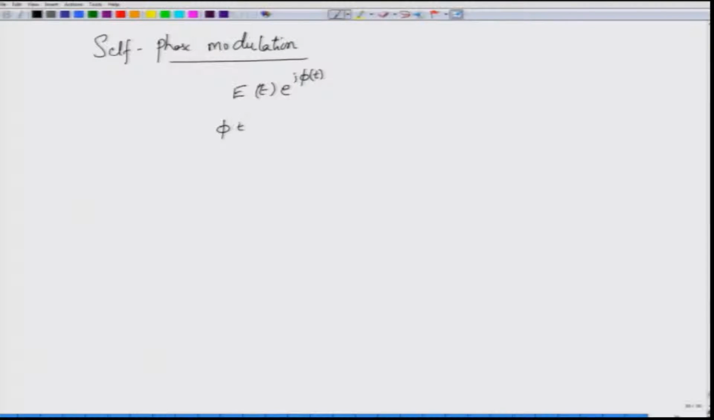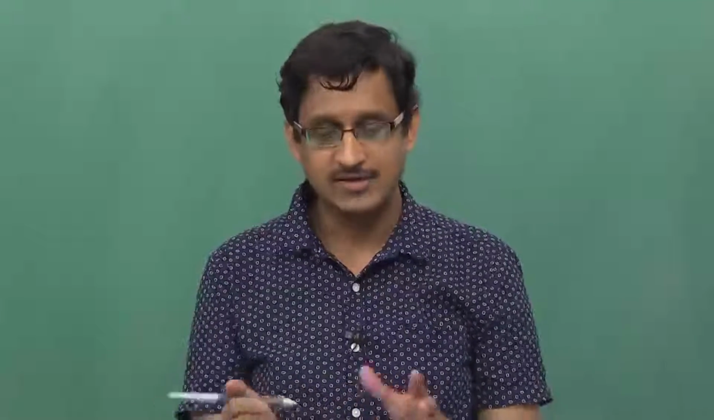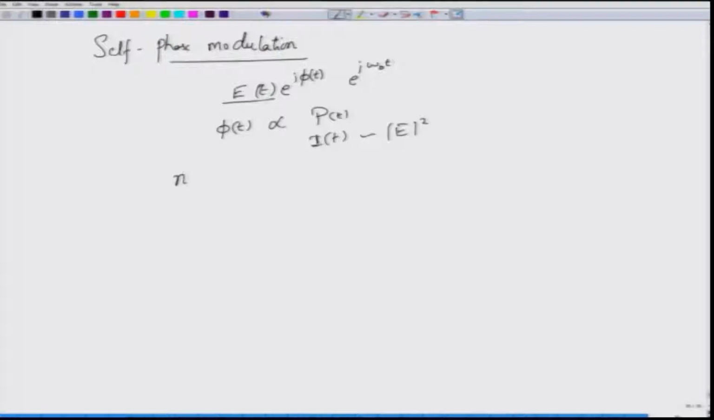However, if this phase depends on the input optical power, or on the intensity I of t, and whose I of t are we talking about? It is actually the intensity of its own wavelength. So, if I am looking at the self phase modulation of the signal, which is at some e to the power j omega 0 t, and the intensity is basically E square, then if the intensity of its own wave contributes to the phase fluctuations, this is called self phase modulation.